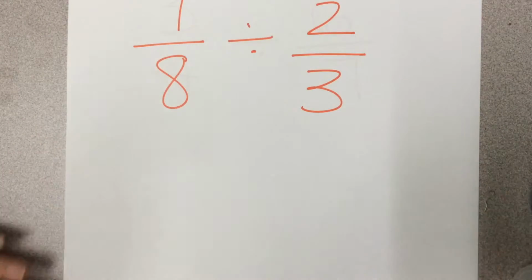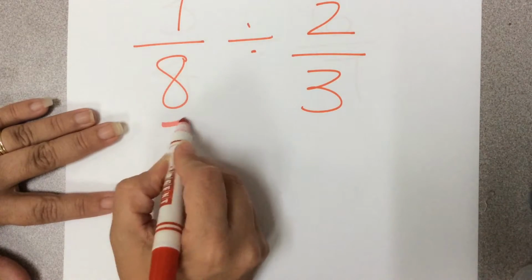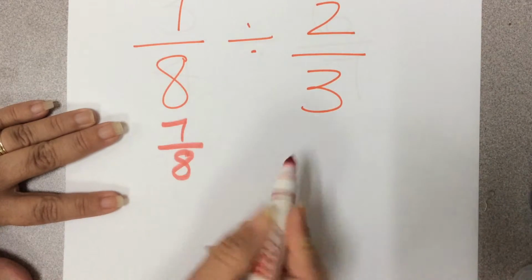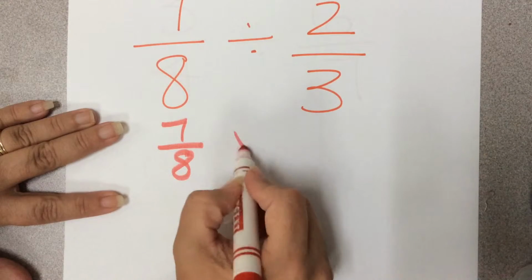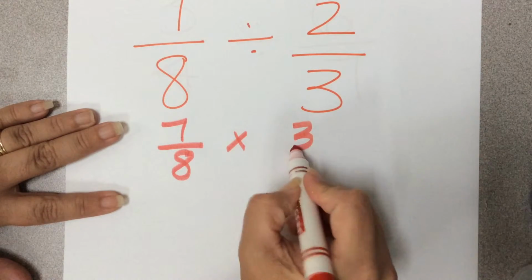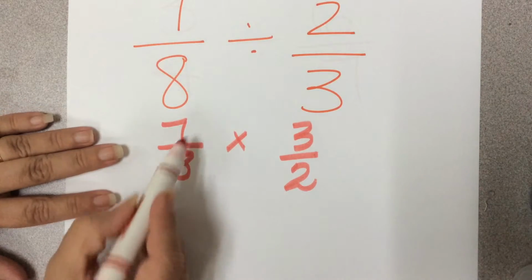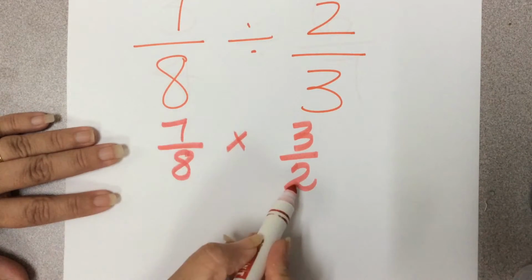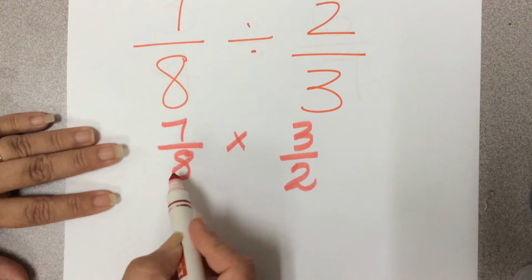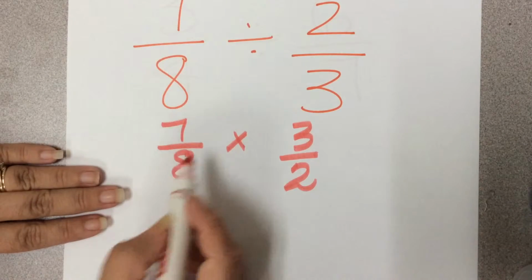Okay? So let's talk about the steps again. First fraction stays the same, so I'm going to rewrite it up underneath. And then I'm going to change that division to multiplication. And then I'm going to flip the second fraction to the reciprocal. So 3/2. All right? Now I'm going to look to see if I can cross simplify. And I cannot. Nothing goes into 7 and 2 but 1. Nothing goes into 3 and 8 but 1. So I'm going to multiply straight across.